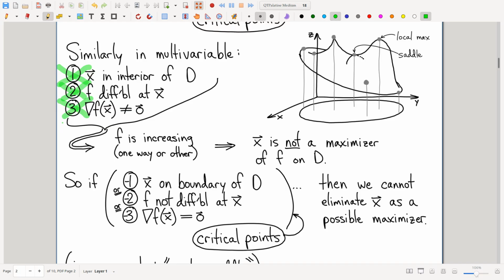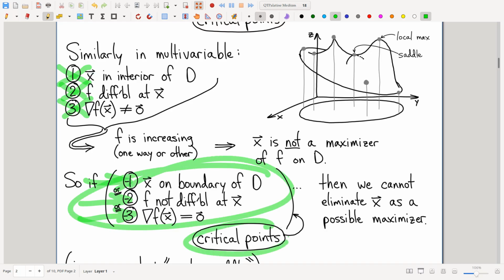Therefore, I can't eliminate it. And this is what those look like. Either x is not in the interior, therefore it's on the boundary, or the function is not differentiable, or the gradient is not non-zero, aka it's 0. And so just like we did in single variable, we're going to call these critical points. There are very few of them.